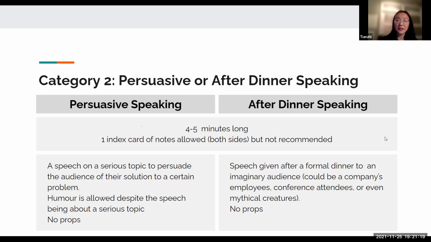One important thing to keep note of is when you're giving a speech, there is going to be your imaginary audience. So the imaginary audience, as in the people that have just finished dinner, could literally be anybody that you choose. It could be a company's employees, it could be conference attendees. So how you structure your speech is going to depend on, in your head, which imaginary audience you picked. As well, similarly, no props allowed, just you and your camera.